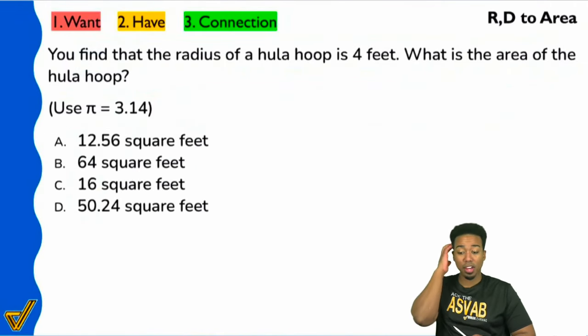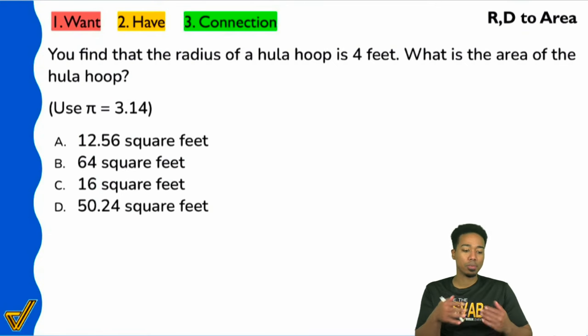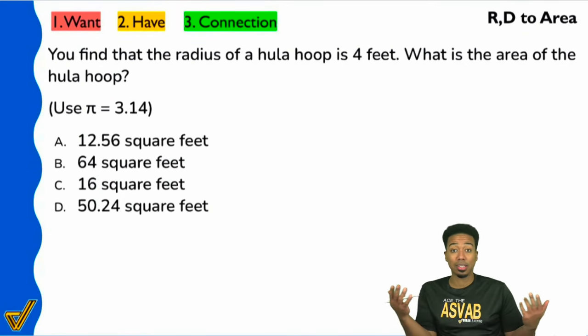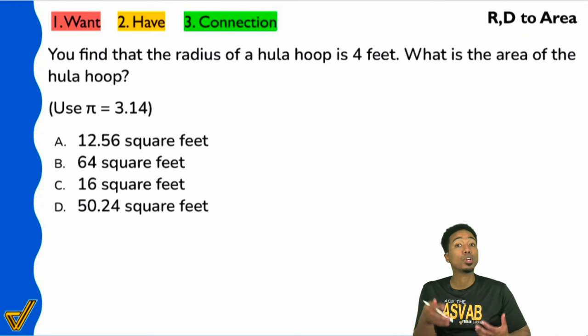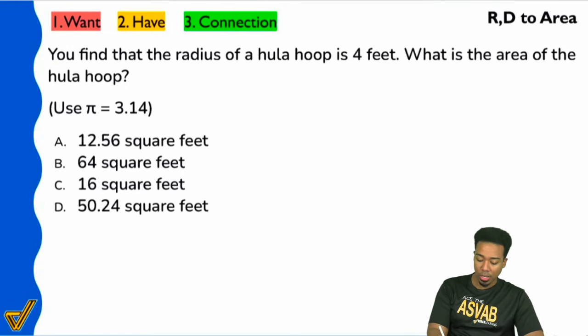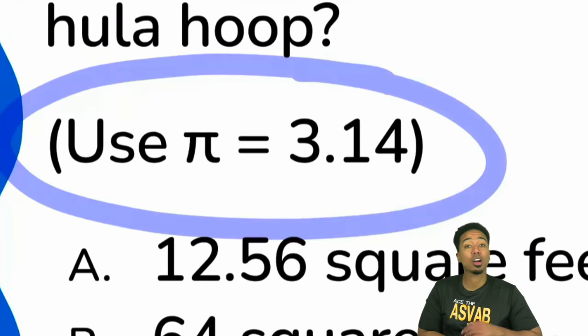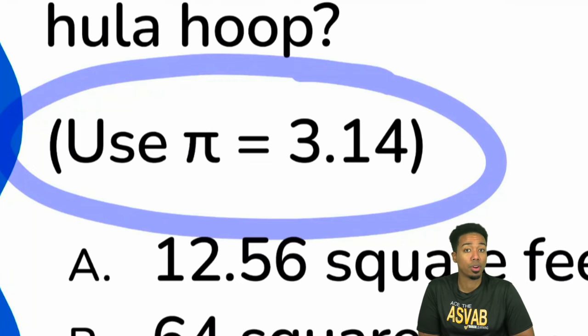Will we have to use the fraction form too? 22 over 7 is the fraction form. I mean, they'll tell you actually. That's the thing. Anytime that an approximation is used for anything, they have to tell you which version to use. So you'll see, like this first problem right over here, where I say use the approximated form 3.14. If they tell you to use the fractional form, they have to tell you use pi equals 22 over 7.